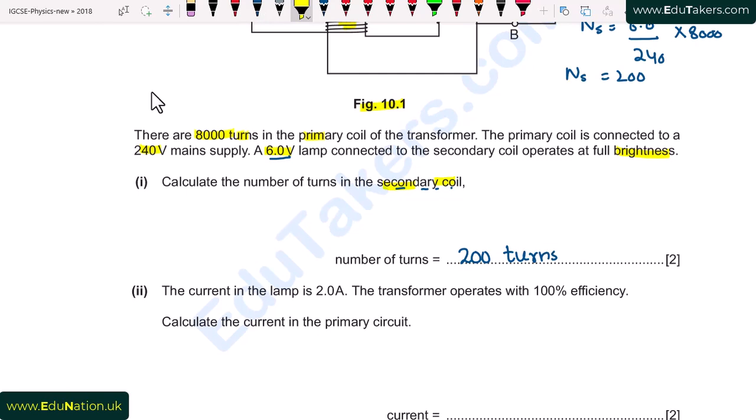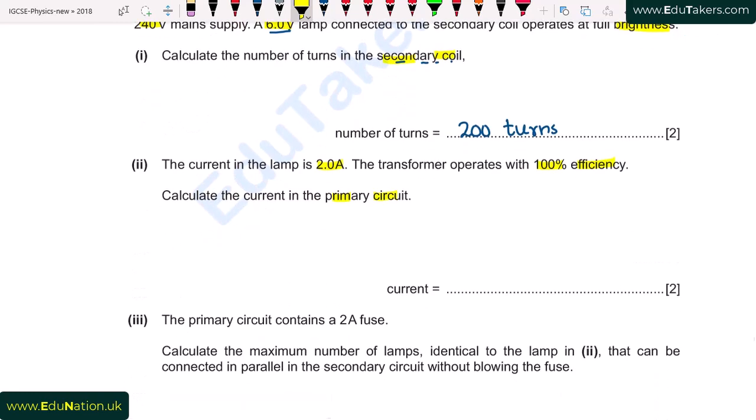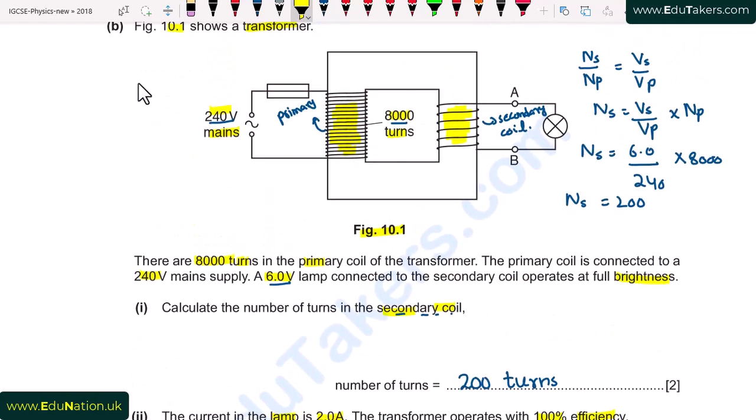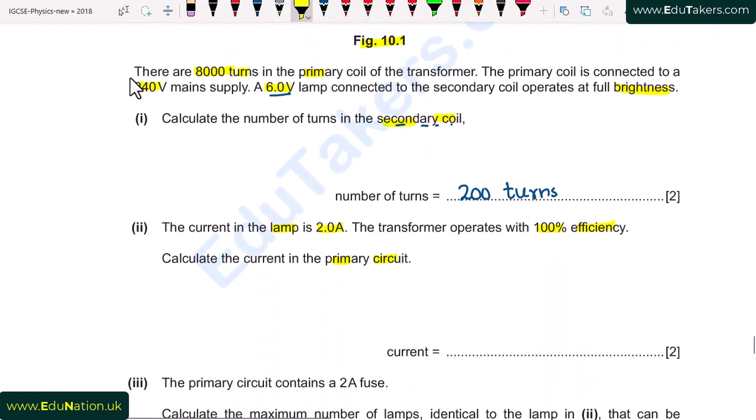Part 2. The current in the lamp is 2.0 ampere. The transformer operates with 100% efficiency. Calculate the current in the primary coil. So here we have to find out the current in the primary circuit. The current in the lamp means that the current in the secondary is given, because we can see from here that the lamp is connected across the secondary coil. So that's the current passing through the secondary circuit. And the transformer is 100% efficient. It means that input power will be equal to output power.